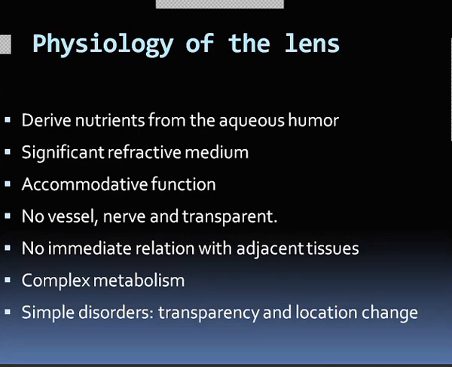And it is the main accommodative structure. The accommodative function is due to the alteration in the shape of the anterior curvature of the lens. It has no immediate relation to the adjacent structures. The metabolism is very complex, and even simple disorders lead to loss of transparency and also a change of location of the lens. What is the location change? It may be displaced anteriorly or posteriorly, or may be subluxated.